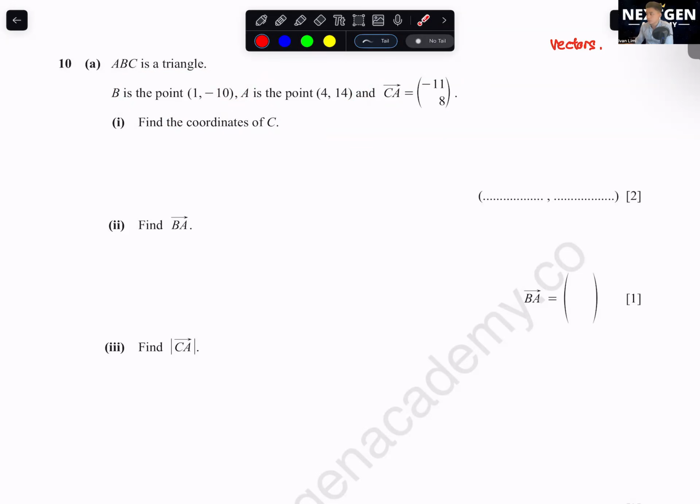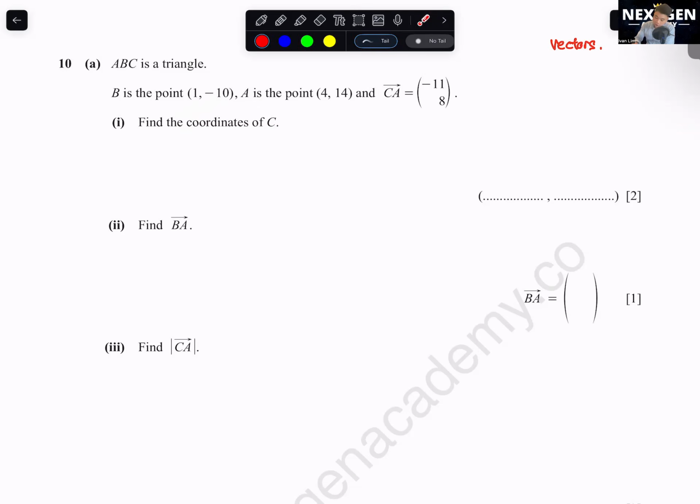What's the method that you all use? C is what? CA minus A? Is it CA minus A? Everyone say CA minus A. If you do CA minus A, what's your answer? Find midpoint? No, nothing to do with midpoint. They never say anything about midpoint here.